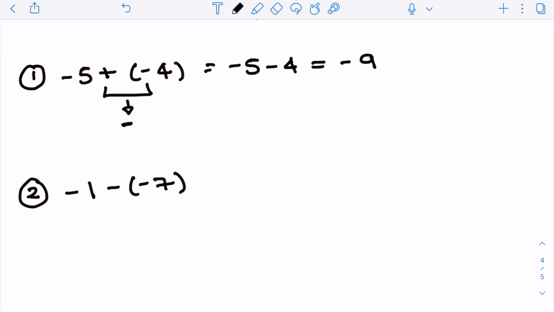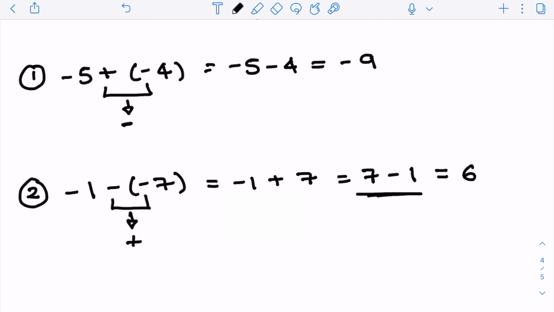Okay, so I hope you gave that a try, and I hope you were able to arrive at your answer. If not, don't worry, we're going to go through it together. So first things first, we need to look at our two signs, negative and negative here, which we know is equivalent to a plus. So we can rewrite this as minus 1 plus 7, which is the same as 7 minus 1. And this equals 6.